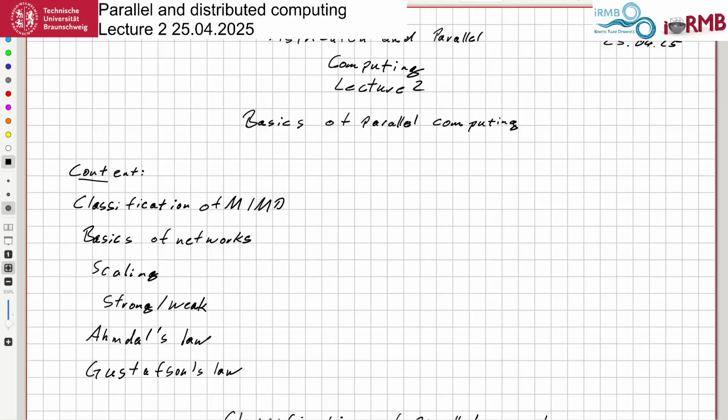So welcome to the second lecture on parallel and distributed computing in the summer term 25. Today there will be a few more definitions of terms, in particular in the classification of multiple instruction, multiple data computers, and we'll have some basics on networks, and then we talk about the scaling laws. This is what I wanted to do today in the lecture.